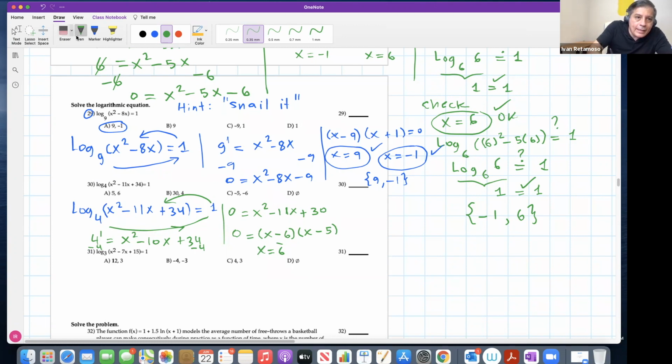These are going to be the candidates. But remember, we have to check them to see if in reality those guys are going to end up being the solution. So let's do a check here. Let's use a red color so we don't mix this up.